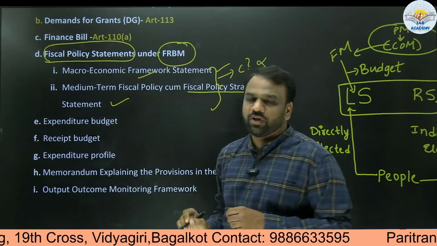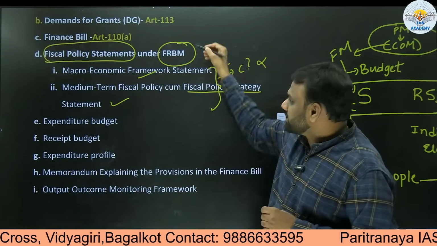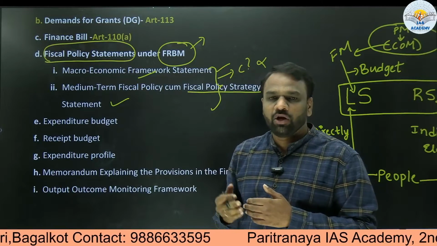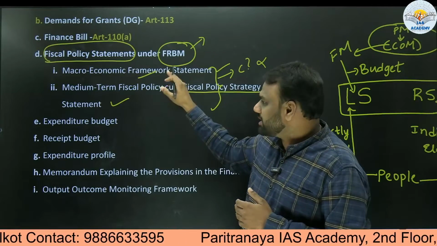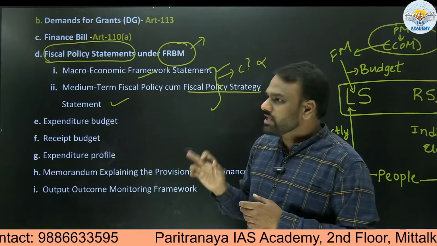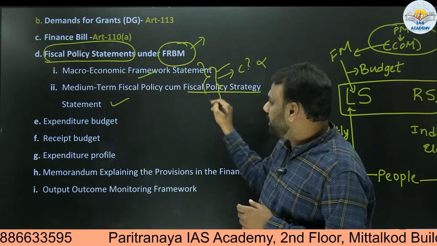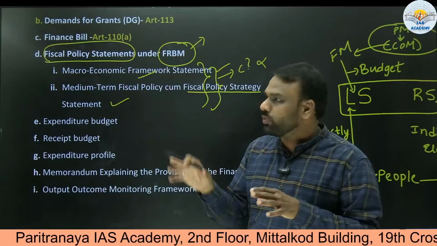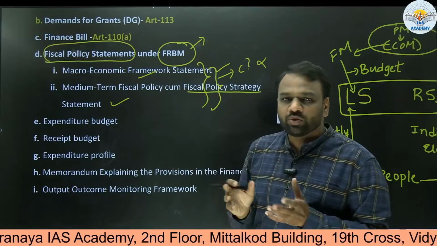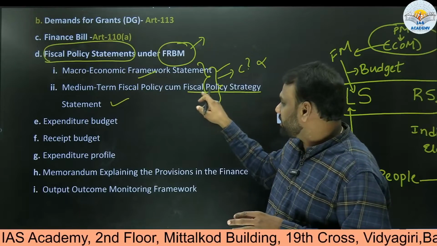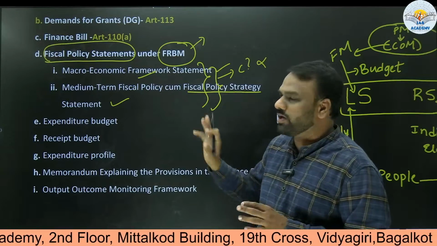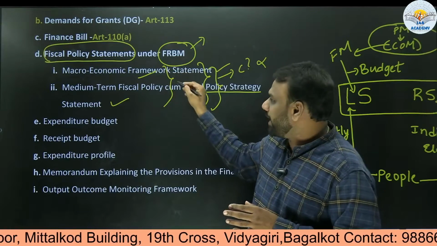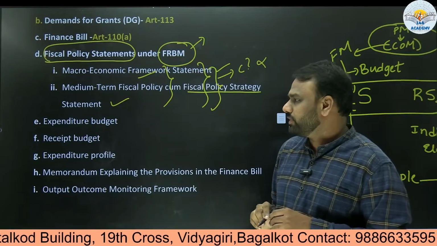Okay, fiscal policy statements. So why are they presented? Because there is an act called the Fiscal Responsibility and Budget Management Act, which says that while presenting the budget along with the annual financial statements and other documents, these documents should also be presented. As it has been mandated by FRBM, these are presented along with the budget. In the forthcoming classes we will be discussing in detail what exactly the macroeconomic framework statement is, and what the constituents of the medium term fiscal policy strategy statement are. But here, at a superficial level, we shall understand that these are not present in the Constitution and they are mandated by FRBM. Okay, FRBM.